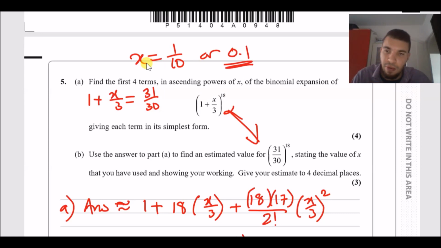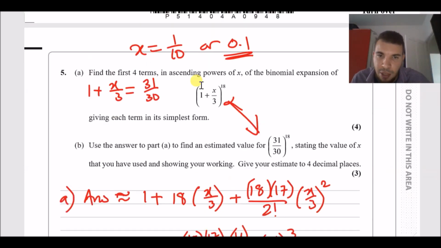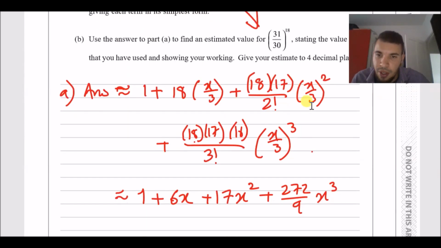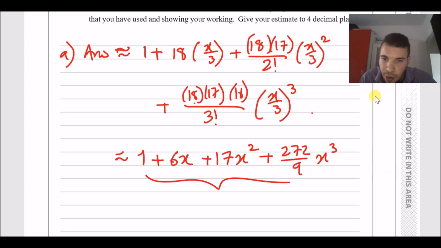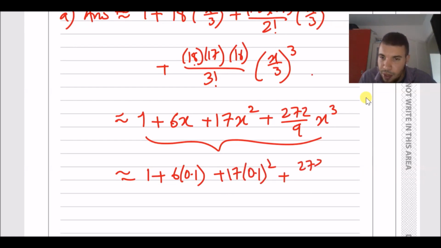because it's more convenient. Now, according to the question, it says stating a value of x, which we just did, give your estimate to 4 decimal places. So we're going to estimate this value using our x value. So all you have to do is replace all of these x's here with 0.1. So to show your working out, always do this in your exams. You're going to write 1 plus 6 times 0.1 plus 17 times 0.1 squared and so on, yeah? I recommend you do that just in case they might drop you marks for not actually showing it, yeah?